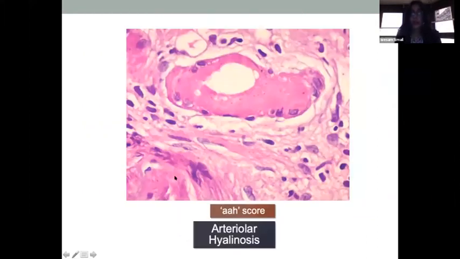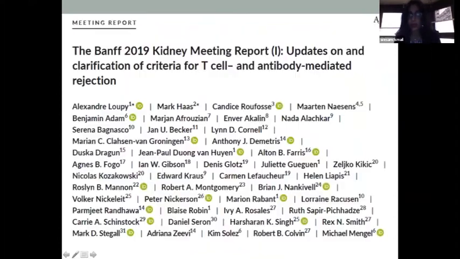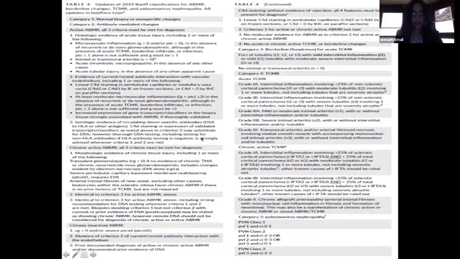Now, in 2019, the Banff 2019 kidney meeting reports have introduced updates on and clarification of criteria for both the T-cell and antibody-mediated rejection. Okay, now this is the new classification, and what you see here is a copy of the classification. As you can see, this is a very long classification with so many entities, so I'll try to make it a bit simpler.